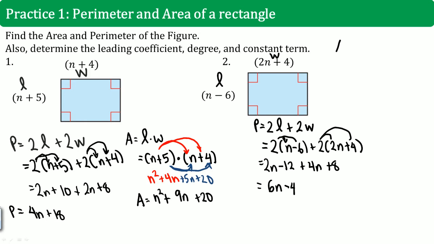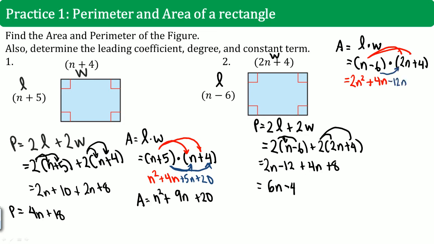Let's look at the area. The area is length times width. So it would be n minus 6 times 2n plus 4. Let's distribute, because that's what happens when we multiply our polynomials. N times 2n gets us 2n squared. N times 4 gets us 4n. Then we have our bottom. Negative 6 times 2n gets us negative 12n. Negative 6 times 4 gets us negative 24. Let's add this all together. 2n squared. 4n minus 12n gets you negative 8n. Then bring down the negative 24 as well.